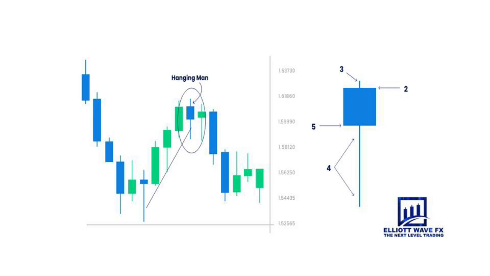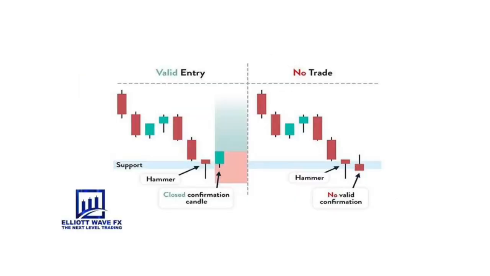Confide in confluence. A hammer appearing near major support levels, trend lines, or Fibonacci retracement zones dramatically enhances reliability. Such confluence indicates multiple traders recognize the level as a buying zone, strengthening the reversal signal. Technical analysis combos. For confirmation, use indicators such as the Relative Strength Index, RSI, Moving Average Convergence Divergence, MACD, or moving averages. Volume analysis. Increased trading volume accompanying the hammer or confirmation candle indicates strong institutional buying support, validating the reversal.